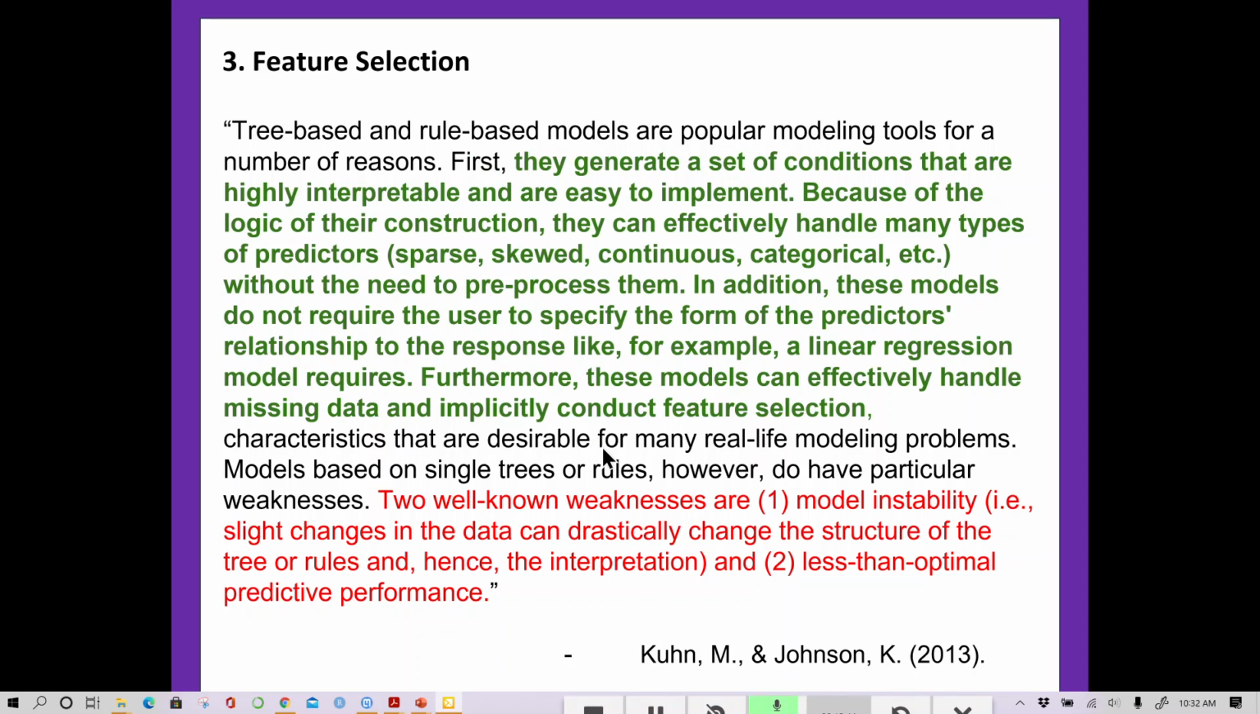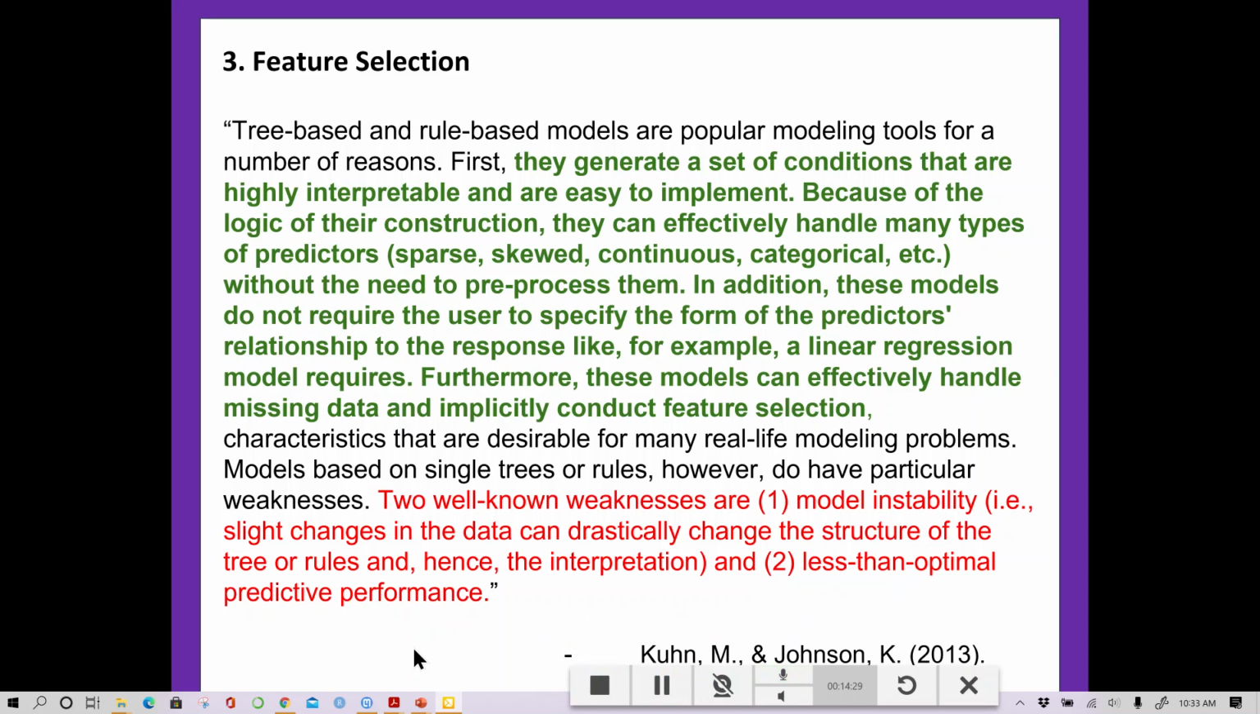In particular, for this module, what is most important to us is that these models can effectively handle missing data and implicitly conduct feature selection. However, they also suffer from two well-known weaknesses. One, model instability. In other words, slight changes in the training data can drastically change the structure of the trees and the interpretation that it lends itself to. And two, more often than not, tree models can give us less than optimal predictive performance.